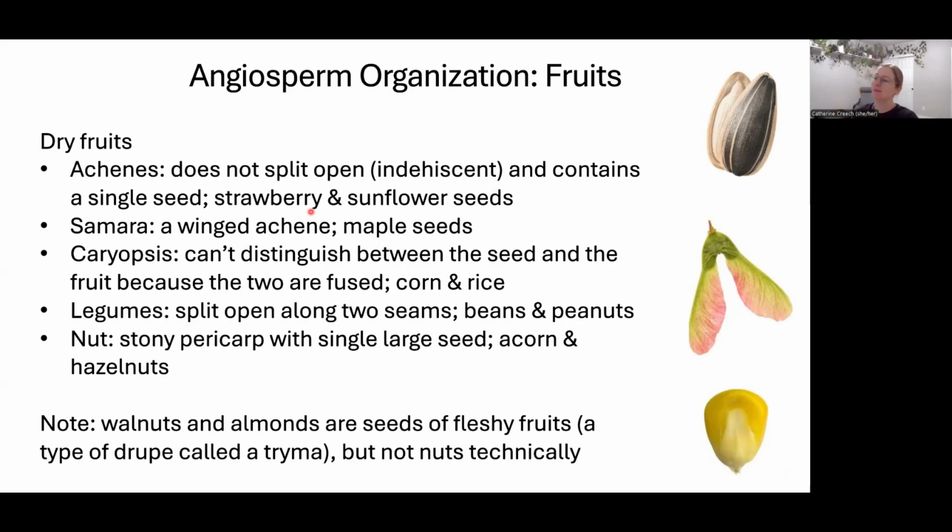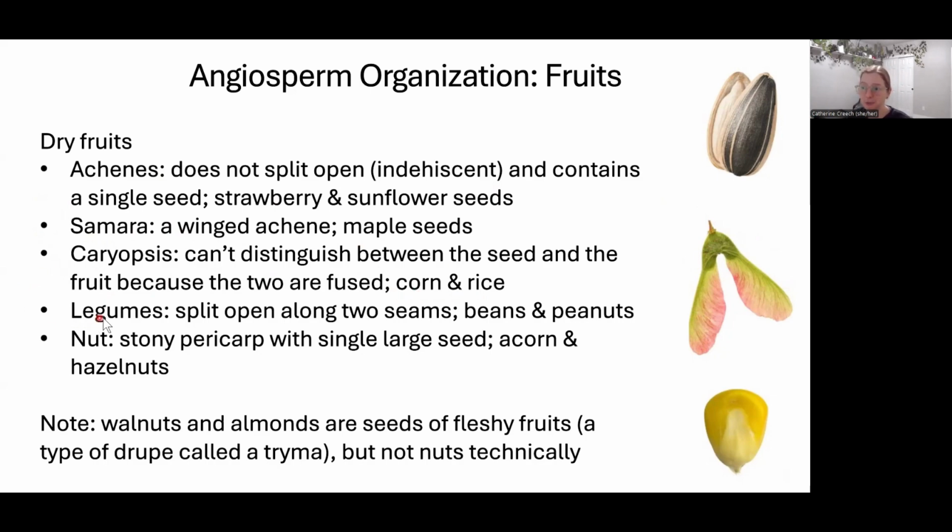Another type of dry fruit is a samara. It's a winged achene. So here's an example. The fruit is down here, and then it's got this wing projection that allows it to fly in the wind. And that hopefully will disperse it further from its parent plant so it can have a nice habitat to germinate in. We have caryopsis. In a caryopsis, you can't tell the difference between the seed and the fruit because they're fused. Examples are corn and rice. So corn and rice are fruit as well.